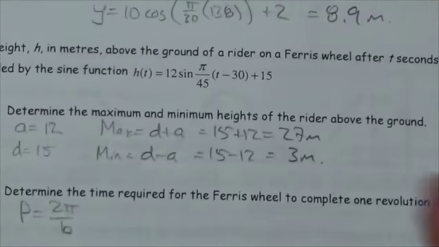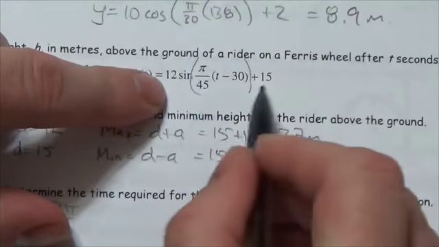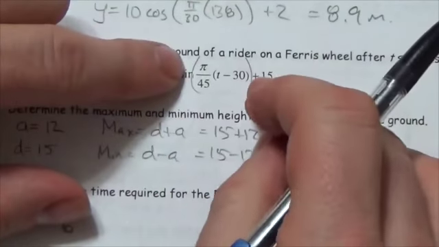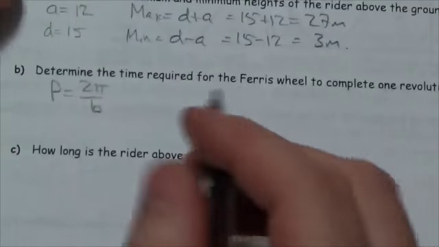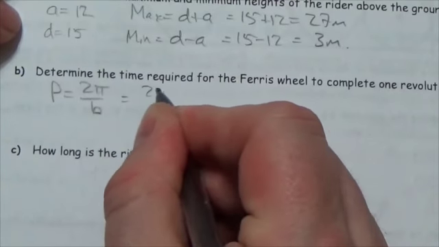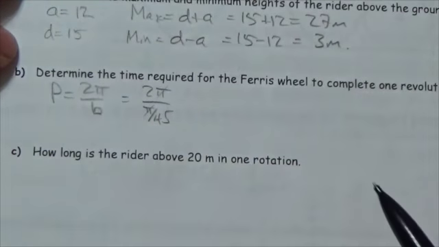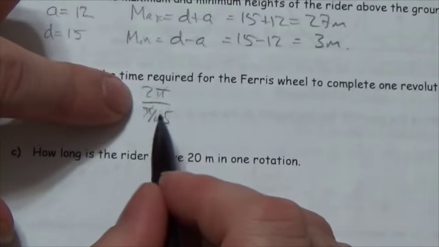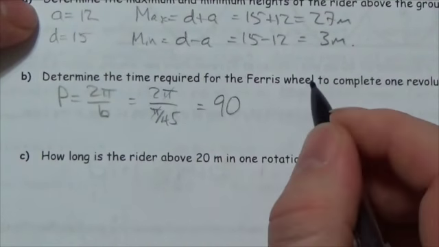Okay, and again, I can go right up to here, and I can see the b value here. All of this is within the sine function here. My b value is pi over 45, so the period is going to be 2 pi over 45. Now, the pi's will cancel, and then I've got 2 divided by 1 over 45. I'll multiply by the reciprocal here, and that's going to get me 90.